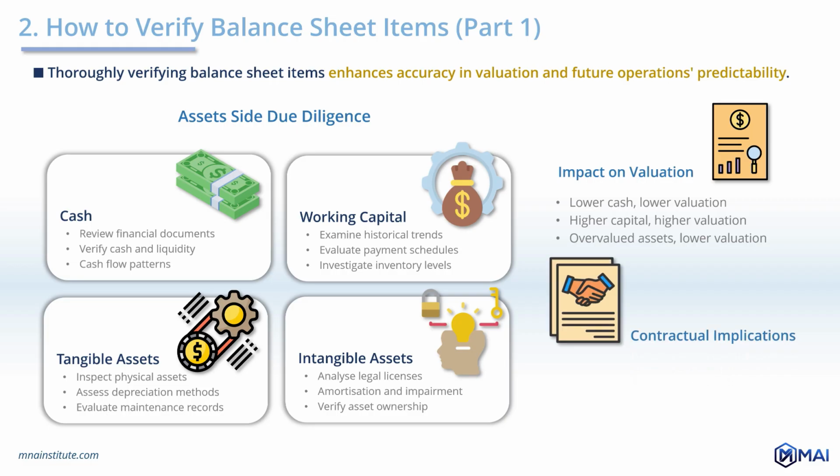Contractual implications. Contracts should protect the buyer's interests from asset discrepancies. For instance, if receivables are less collectible than reported, you could include a clause for a lower purchase price or an escrow arrangement to cover potential shortfalls. Those clauses ensure that you are not overpaying for assets that might not deliver the expected value.